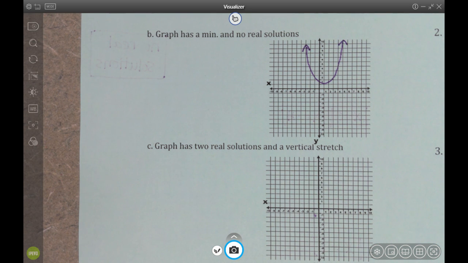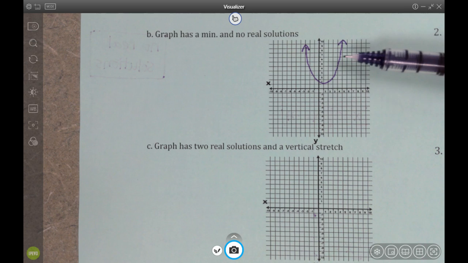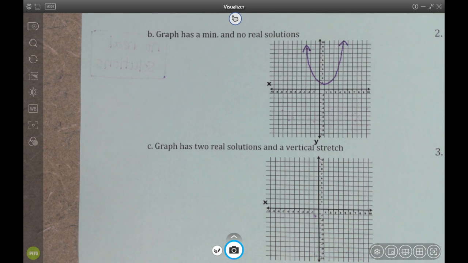Okay, on part B, if it has a minimum, that means your parabola opens up. If it has no real solutions, that means it's not going to cross your x-axis at all. So you want it to open up above the x-axis somewhere. Does not have to be in the center like this. You could have put it on the side, wherever, just as long as it opens up and it's above the x-axis.